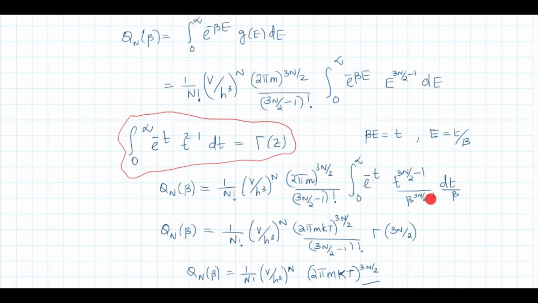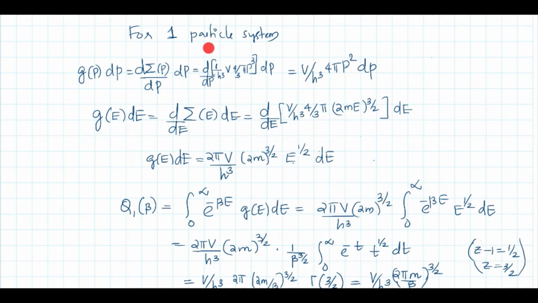This beta raised to 3n by 2 minus 1 and the extra beta will become beta raised to 3n by 2, and that is nothing but kT raised to 3n by 2. So that will come here, pi m kT raised to 3n by 2. The remaining is the integral 0 to infinity e raised to minus t, t raised to 3n by 2 minus 1 dt. Comparing with this, you can write it as gamma 3n by 2, which is nothing but 3n by 2 minus 1 factorial. So this will cancel, and you will get Qn of beta as 1 by n factorial, V by h cube raised to n, 2 pi m kT raised to 3n by 2. This is the n particle partition function because we started with the n particle density of states.